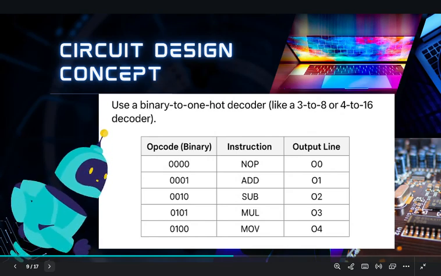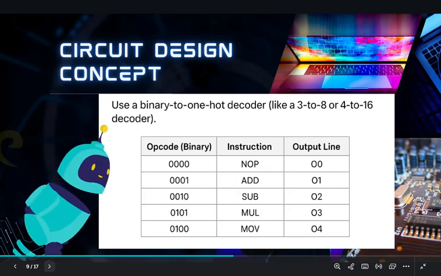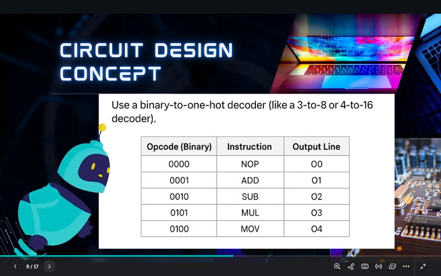The binary to one hot decoder provides a clean, fast, and efficient way to translate machine instructions into actions. It's the backbone of instruction selection in the CPU's control unit.